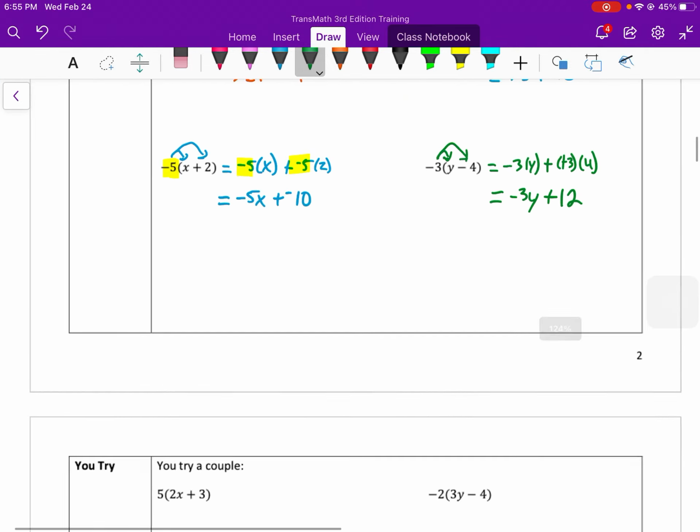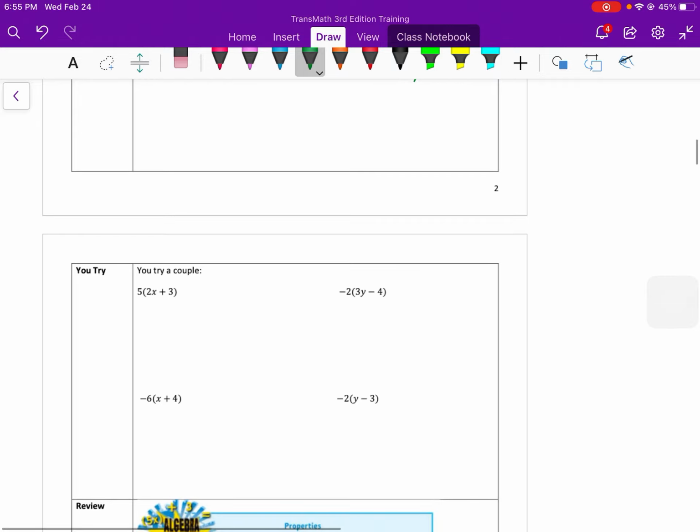So that is the distributive property. So now you can try a couple and let me know if you have any questions.